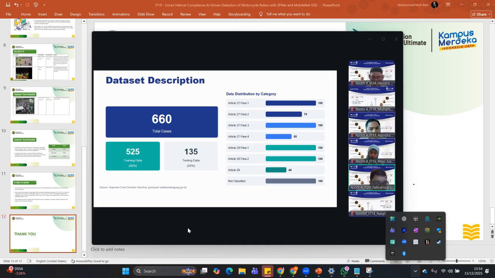Okay, Article 27 paragraph 2 has 70 cases. Article 27 paragraph 4 contains 50 cases, and Article 27 paragraph 3 has only 4 cases, the smallest representation in our dataset. This imbalance, particularly for Article 27, presents an interesting challenge that we will address when discussing our results. All cases were sourced from the official Supreme Court decision documents, ensuring data authenticity and legal validity, critical considerations for real-world applications.